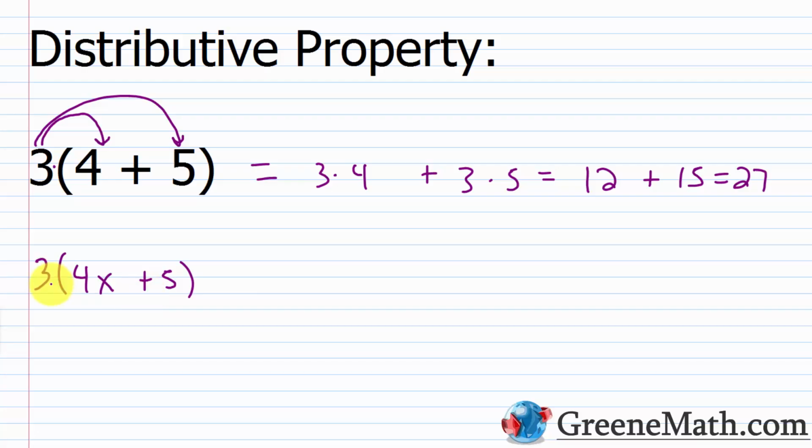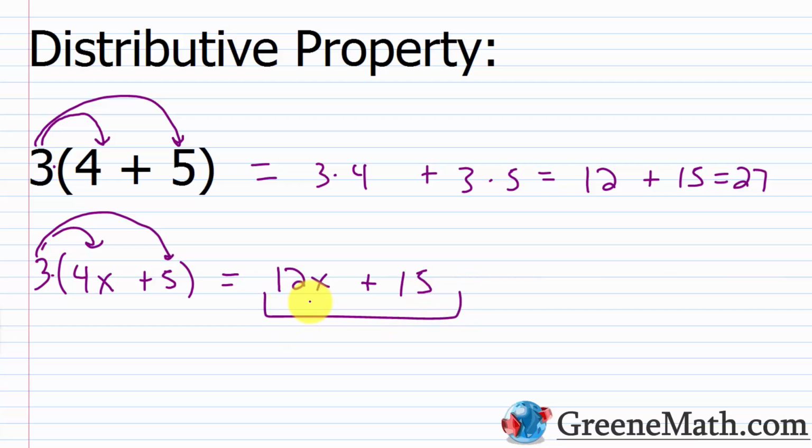If I want to change this from a product to a sum, my only option here is to use my distributive property. I would take 3 and multiply it by 4x and get 12x, and then 3 would be multiplied by 5 to give me 15. So I've changed it from 3 multiplied by the quantity 4x plus 5 into a sum where I have 12x plus 15. This is going to be something we do very often in algebra.